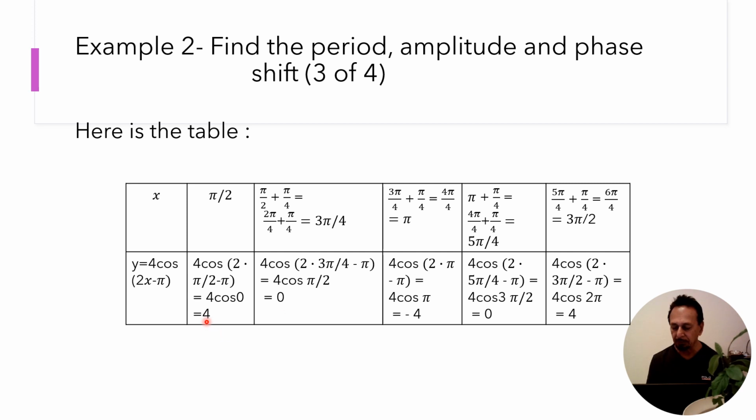So it looks like when x is pi over 2, the graph is 4 units above the x-axis, then comes back to the x-axis. Since it's periodic, the graph will then go 4 units below the x-axis, and then it comes back to the x-axis, and then it will go 4 units above the x-axis.